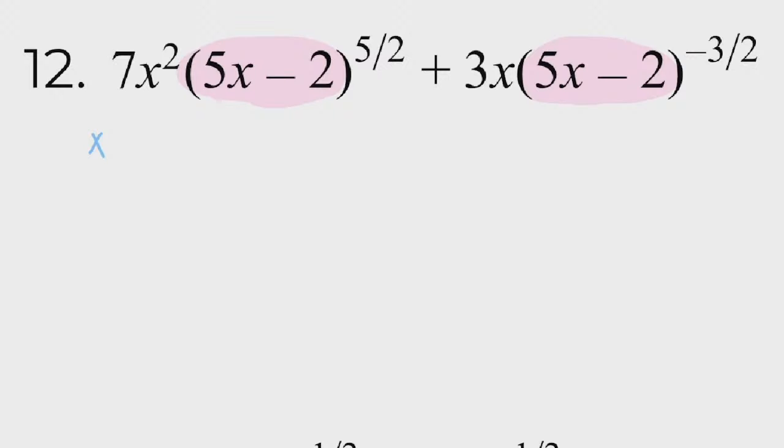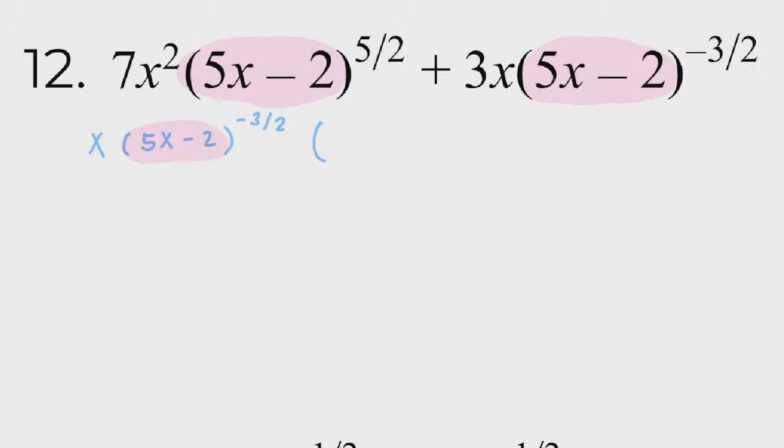One is to the 5/2 power and one is to the negative 3/2 power. So that means I can take out a 5x minus 2 to the negative 3/2 power. They both have this term with an exponent, so that's why I can factor that out.